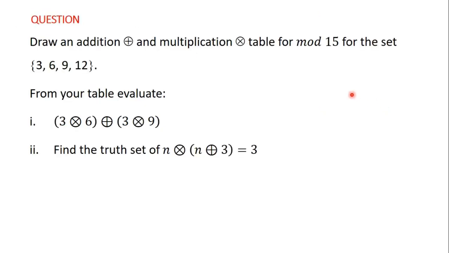Welcome back. We started solving this question in the previous video. We drew the addition and multiplication table for mod 15 on the set 3, 6, 9, 12. In this video, we are going to use the tables that we drew in the previous video to evaluate i, 3 times 6 plus 3 times 9, and also find the truth set of n times in brackets n plus 3 is equal to 3.